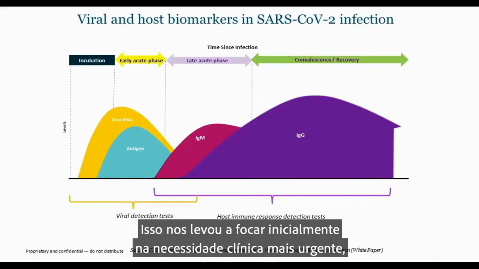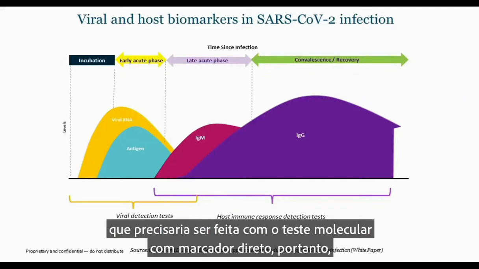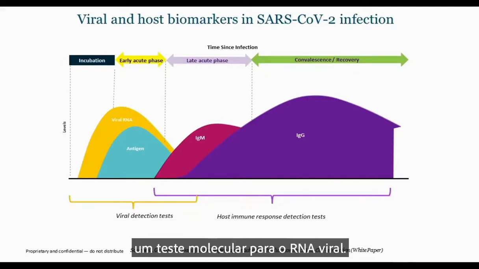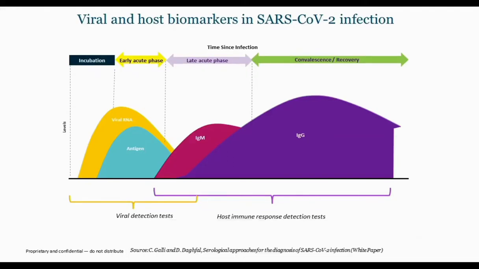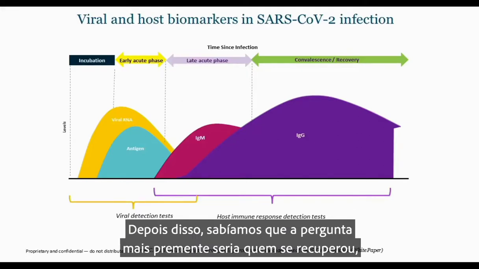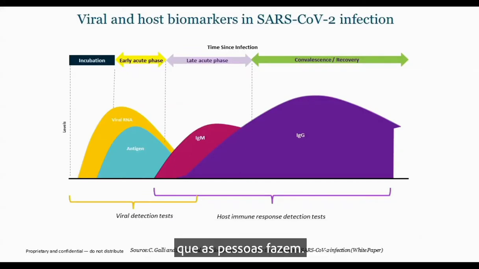And this led us to focus initially on the most urgent clinical need, which was the identification of people who are actively infected in that acute phase. That would need to be done with a molecular test, with a direct marker, so a molecular test for the viral RNA. Later, maybe in another talk, we can talk about antigen. Following on that, we knew the most pressing question would be who's recovered, who might be able to go back to work, or those key questions that people have.